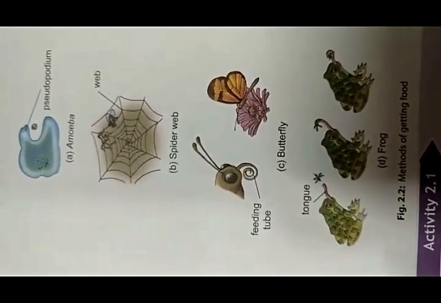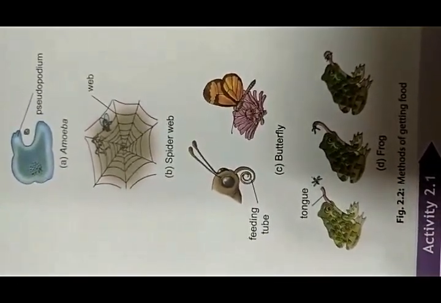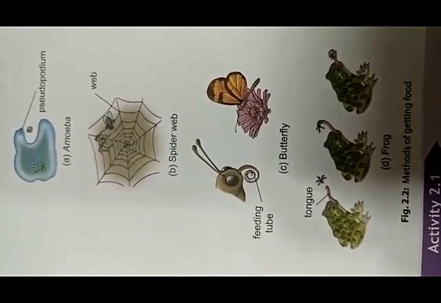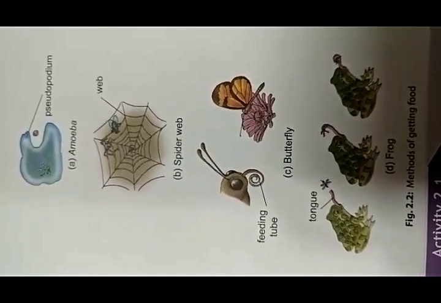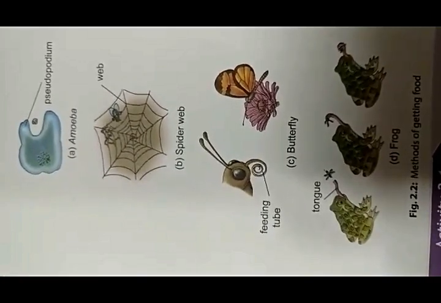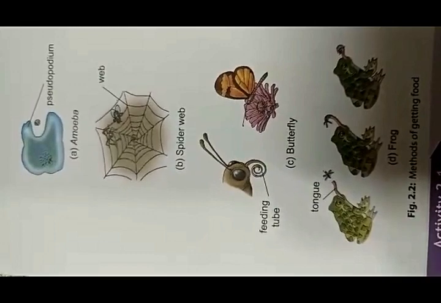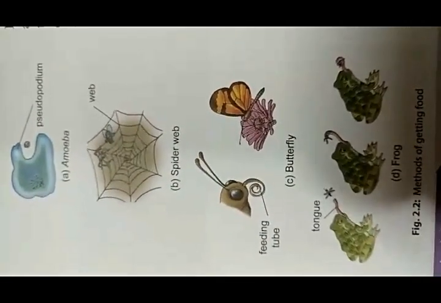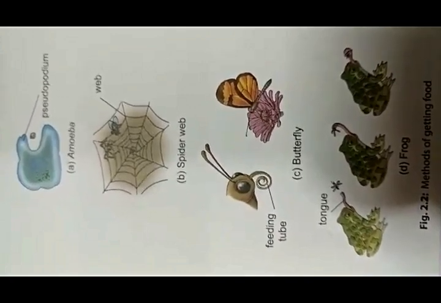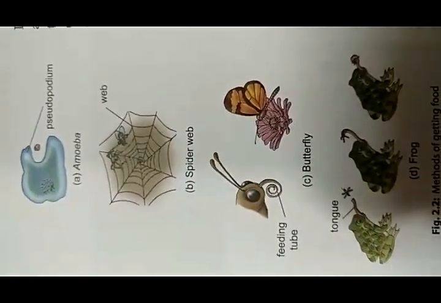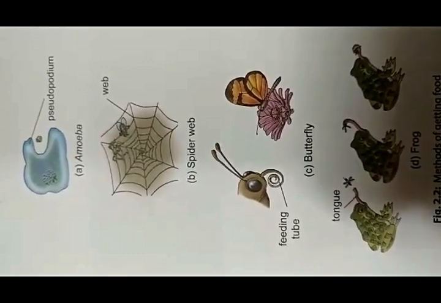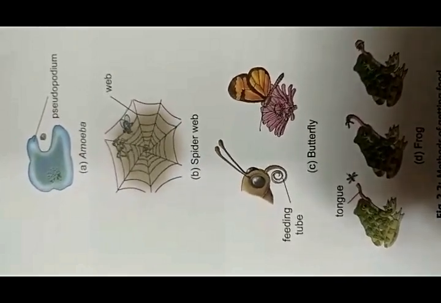You can see in the picture, a spider weaves a web to catch the prey. A butterfly uses its feeding tube to suck nectar from flowers. And a frog uses its tongue to catch its food. And we human beings use our hands to put food in our mouth. So, there are different animals which use different body parts to engulf food.